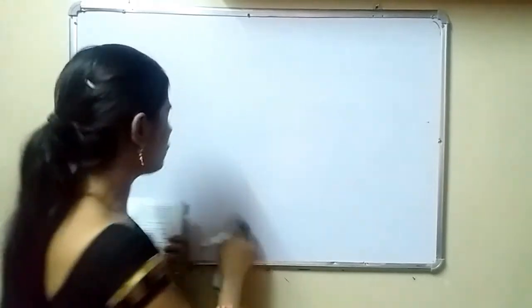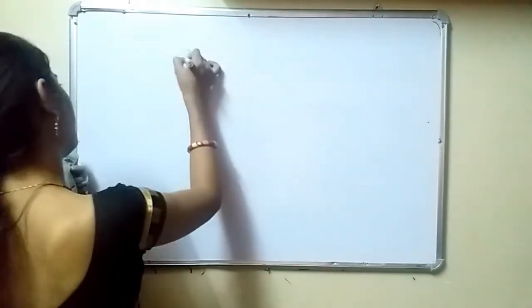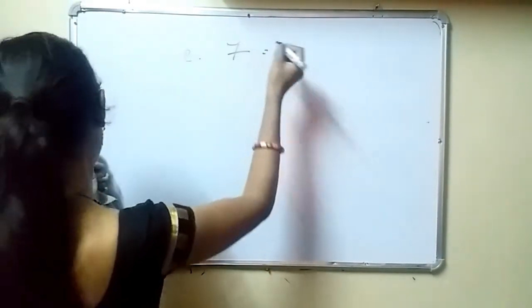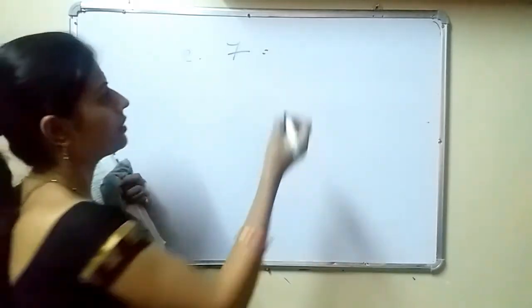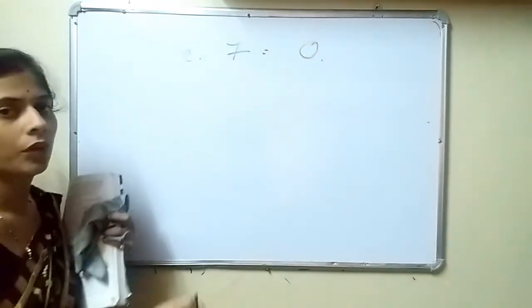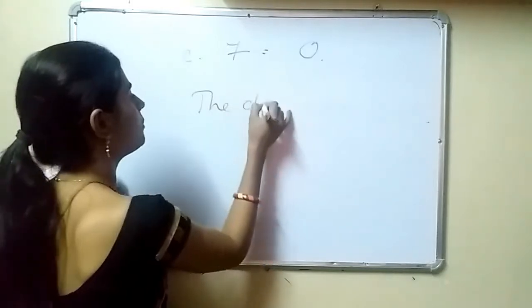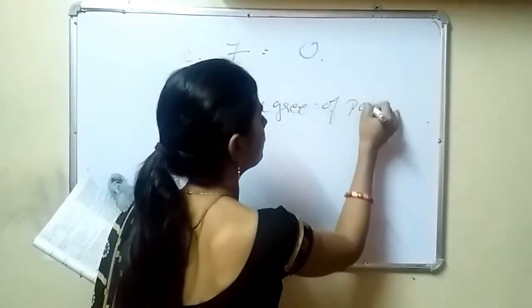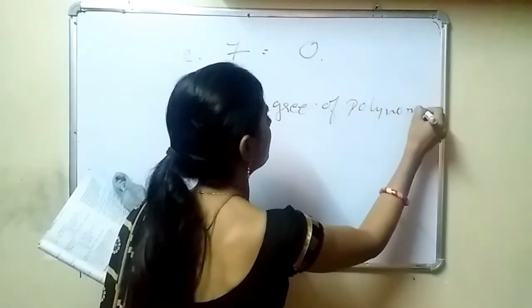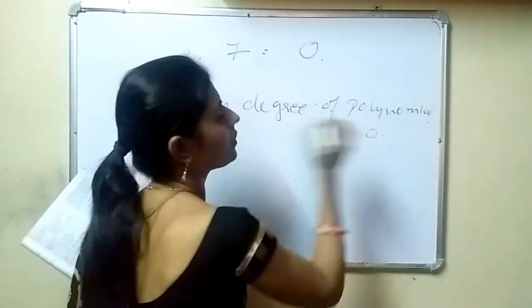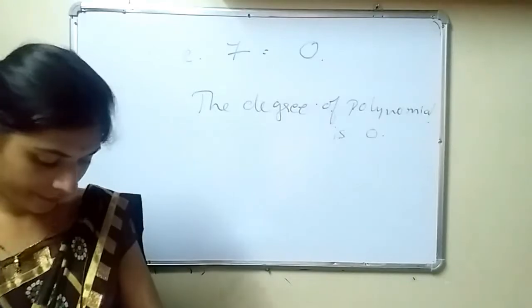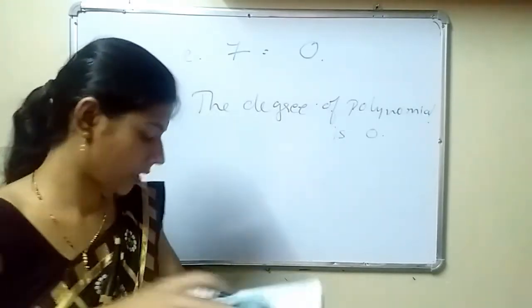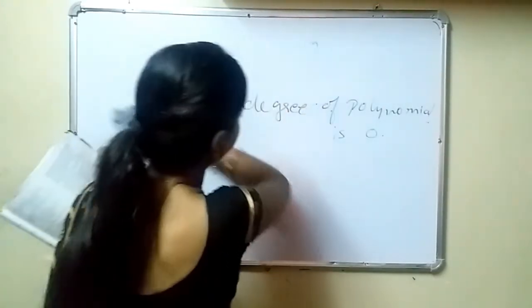Now see in next question, E, 7 is given here. So 7 has no powers, it will become your 0. Okay, so the degree of polynomial is 0. Okay, now see question number 2.